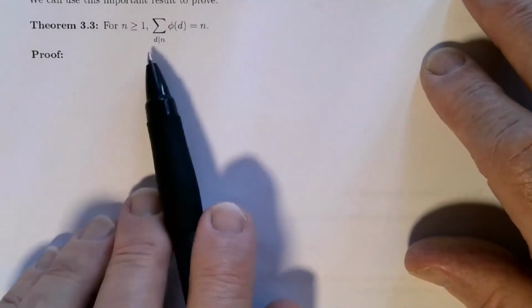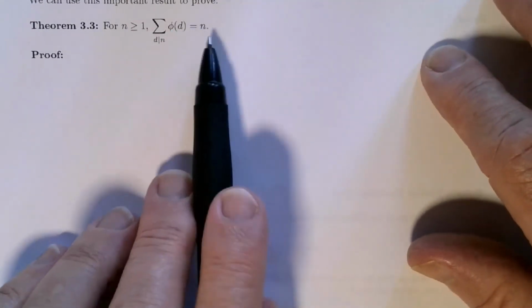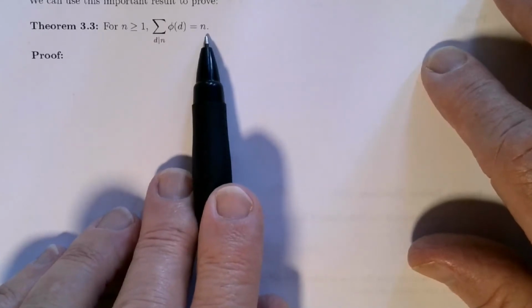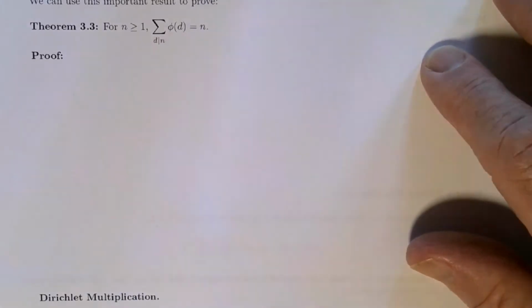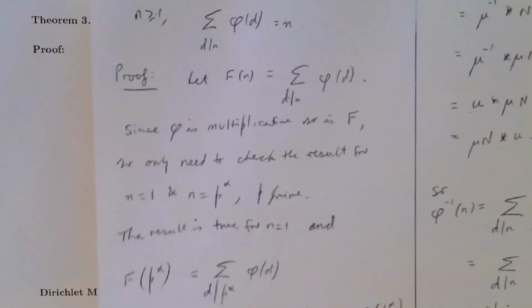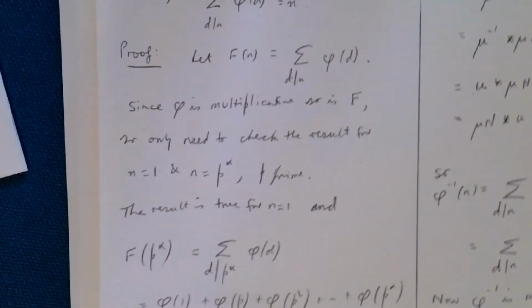So we're going to use that then to prove the following little result, that the sum of phi(d) over the divisors of n is just equal to n itself. And that's a nice little example here. So if we add up the values of phi over the divisors, then we get back to the number n itself. So here's the little proof of this.